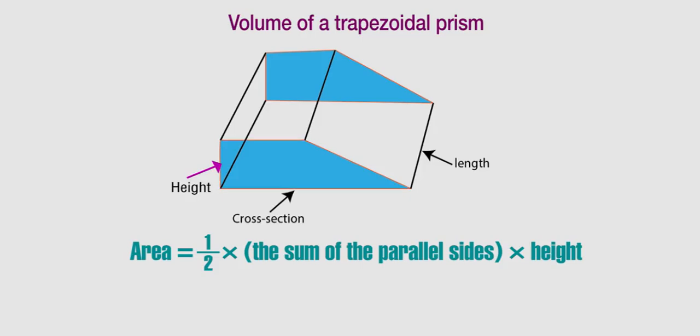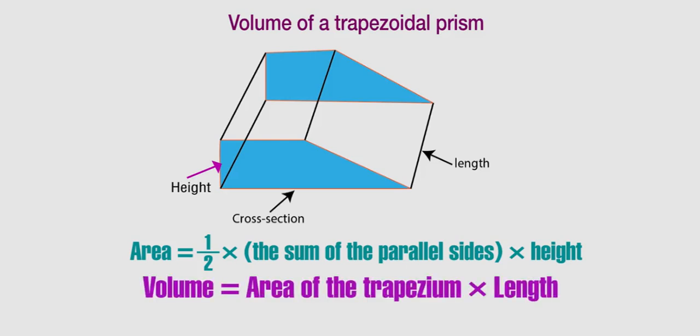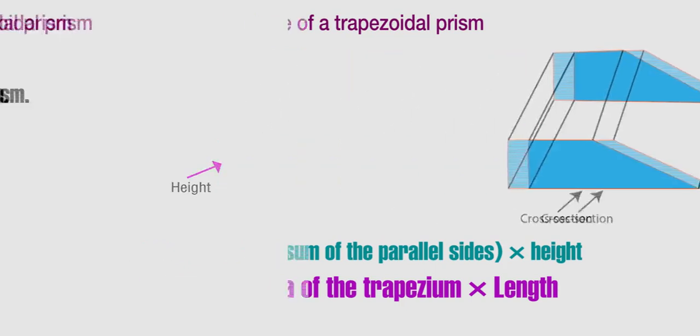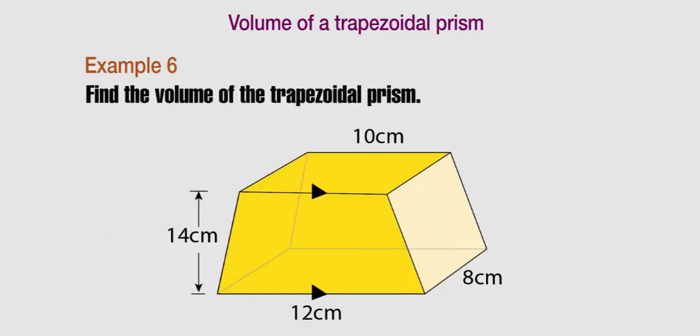We have a picture of a trapezoidal prism on your screens. The base is a trapezium and we have the length. Therefore, the volume of the trapezoidal prism is given by volume equals area of the trapezium multiplied by the length. Let's look at an example. Find the volume of the trapezoidal prism shown on your screens.